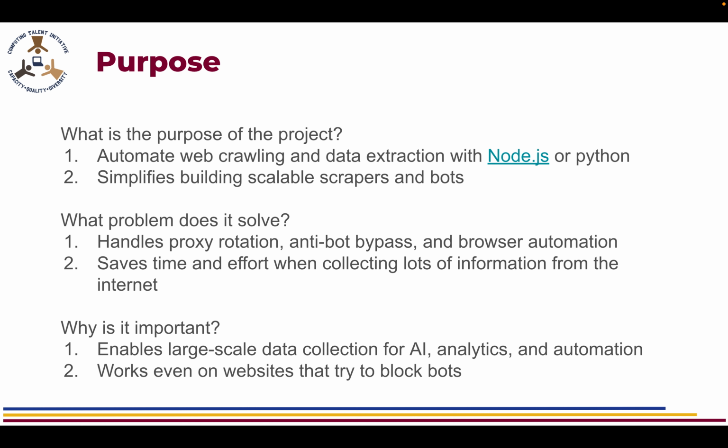The problem it solves is that it removes the complexity of handling proxies, browser automation, anti-bot measures, and data storage in web scraping. Users can focus on extracting data without reinventing infrastructure. It's important because Crawlee enables developers to collect large-scale web data efficiently and reliably, which is essential for AI pipelines, data analysis, and automation. It supports modern websites with dynamic content and bot protection.